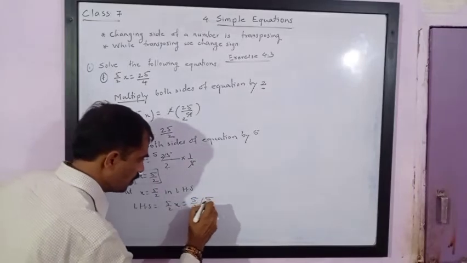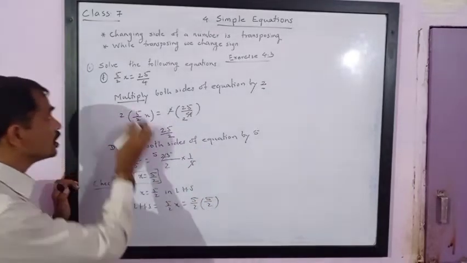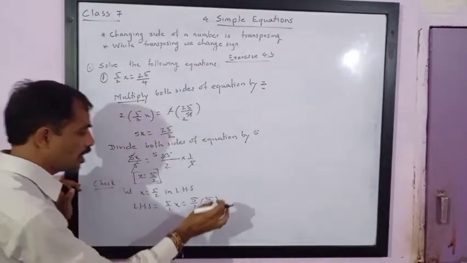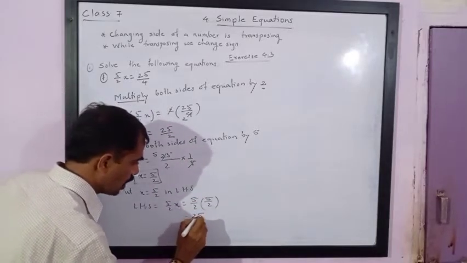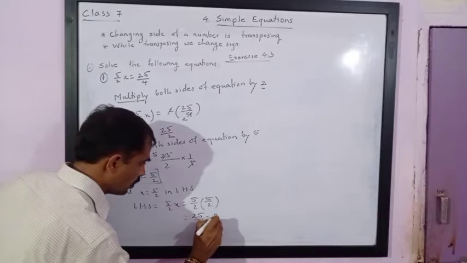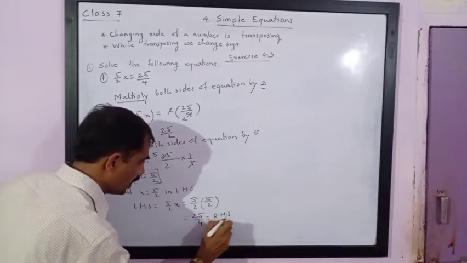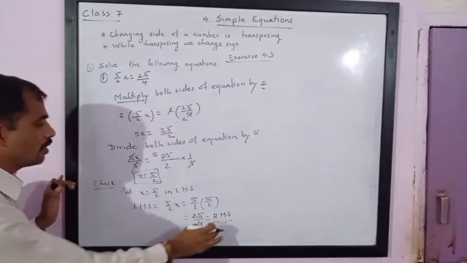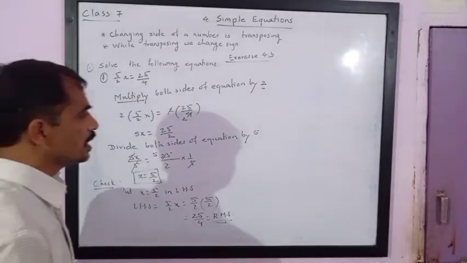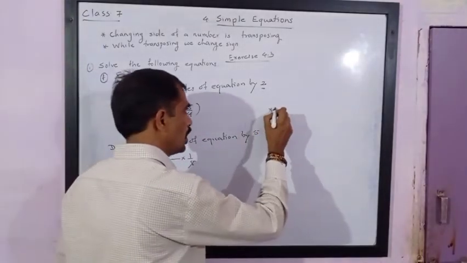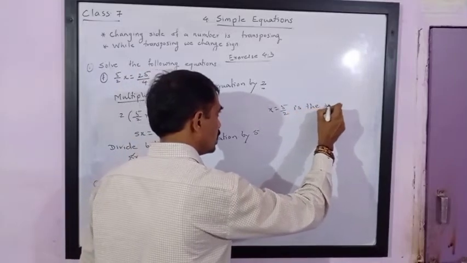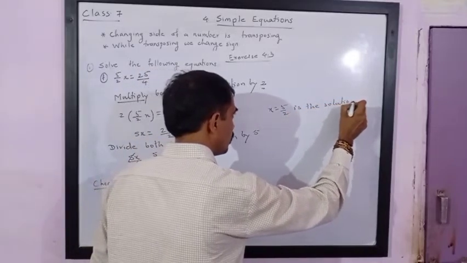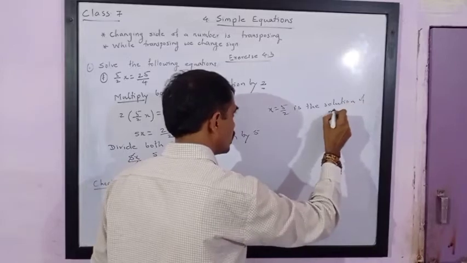Please note, don't get confused. This 5 upon 2 is the multiplier and this x is also 5 upon 2. So you will have 5 5s are 25 and 2 2s are 4. That is equal to the right hand side. It means our answer LHS is equal to RHS. It means x is equal to 5 upon 2 is the solution of the given equation.